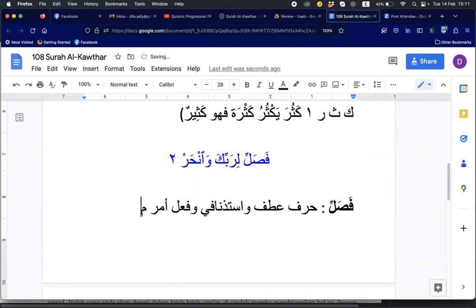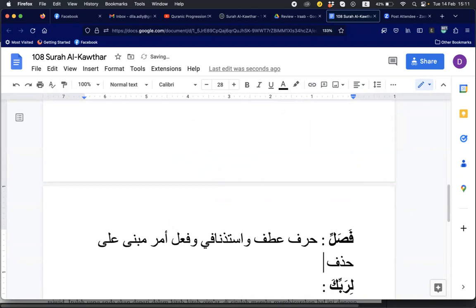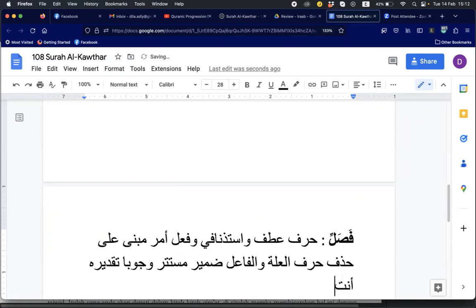Fi'lun amrin mabniyyun ala hazfi harfi illa. And the fa'il is a hidden pronoun, mustatirun, taqdiruhu anta. Muttasil or mustatir? Mustatirun. Wujuban or jawazan? Fasalli is always mustatir, so wujuban, right? Yes, correct. Wujuban, taqdiruhu anta. Good.